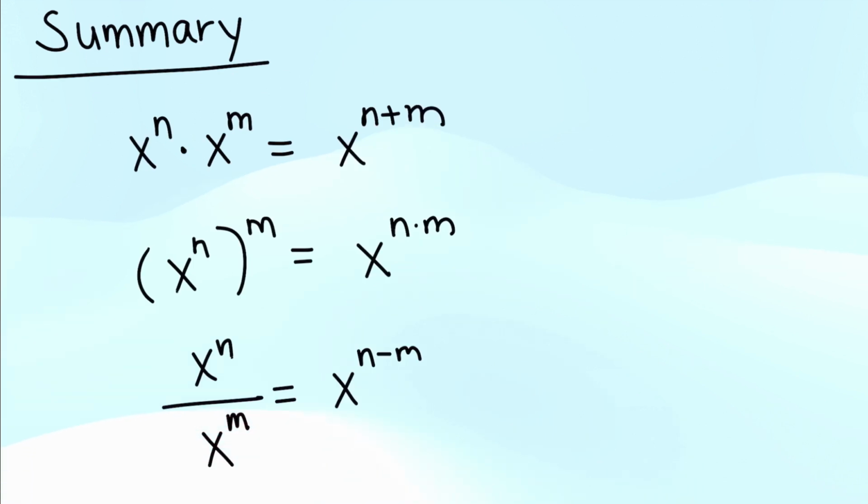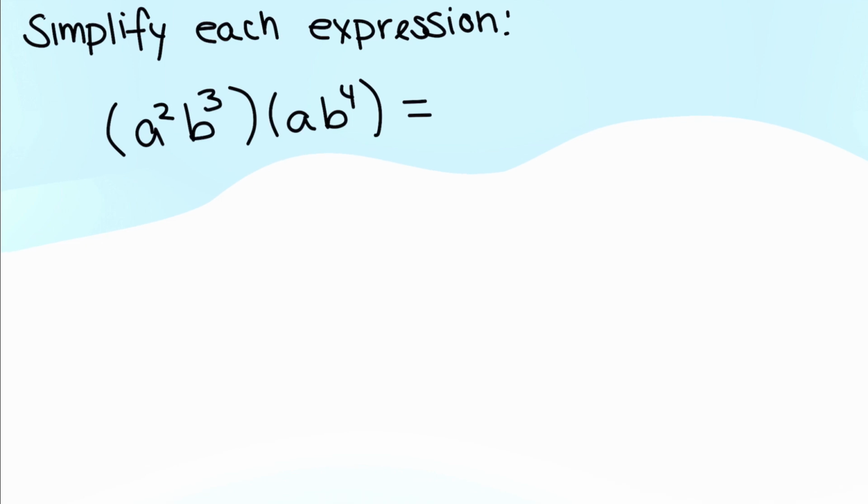So to summarize, here are our 3 different laws of exponents. The product rule: when you multiply things with the same base, we add the exponents. The power rule: if we raise an exponential to a power, we multiply the exponents. And finally, our quotient rule says when we divide, we subtract the exponents. So let's see how this works by doing several examples that involve multiple rules to simplify.